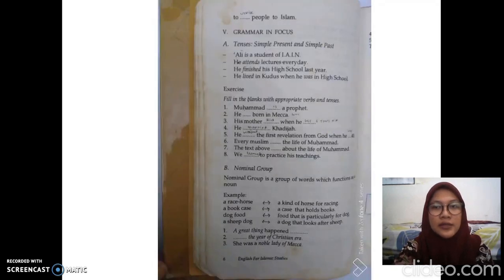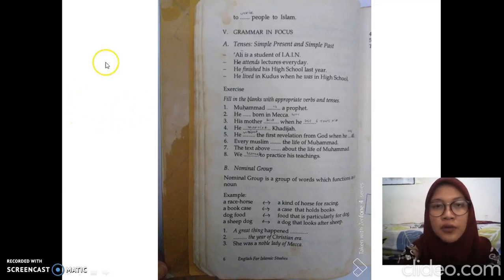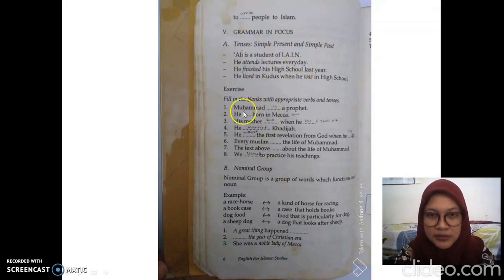So the next page is Grammar in Focus. There are 4 sentences. The instruction is we should decide whether the sentence is simple present or simple past. Ali is a student of EIEN, so the answer is simple present, and it is the same for the other numbers. And the next exercise is to fill the blanks with the appropriate verbs and tenses.